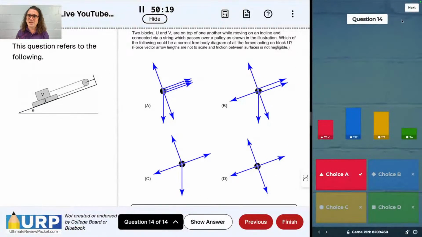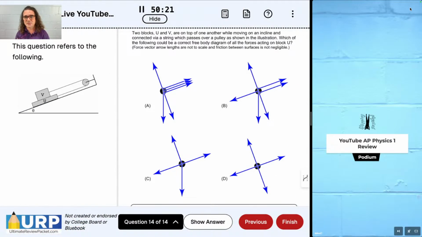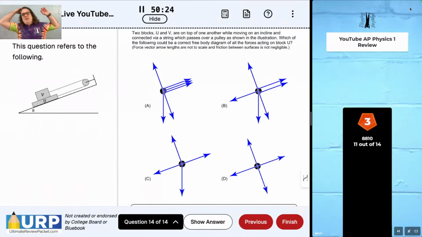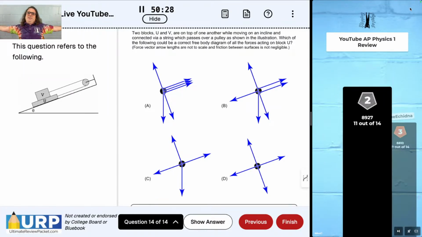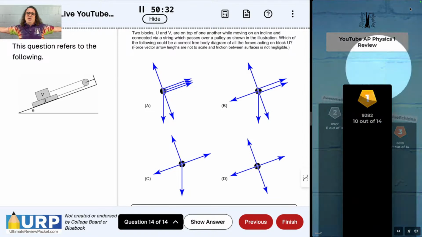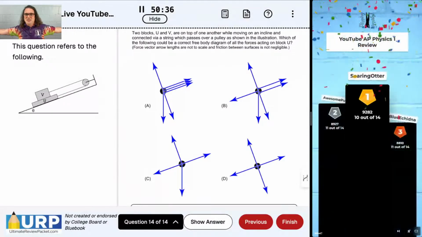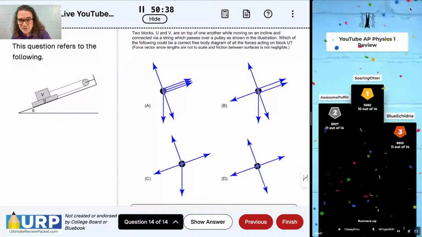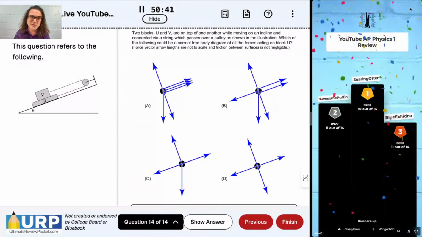Real quick, we'll come back here. We'll check in to see how the podium worked out. We have blue, whatever, and awesome Puffin in 2 and soaring. Yeah, soaring eagle, was it? Soaring otter, excuse me. Soaring otter, congratulations. You got 10 out of 14 correct.